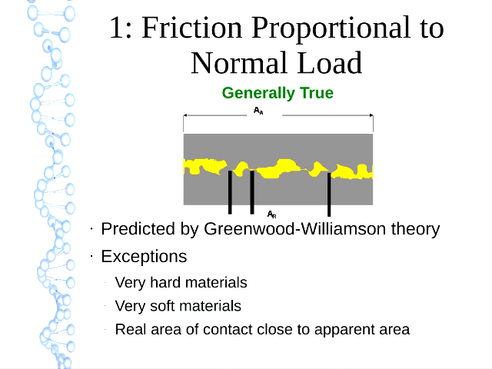Rule number 1. Friction is proportional to load, to normal load. The verdict is generally true. This is predicted by Greenwood-Williamson theory, and the exceptions come from very hard materials, very soft materials, and cases where the real area of contact is close to the apparent area of contact.